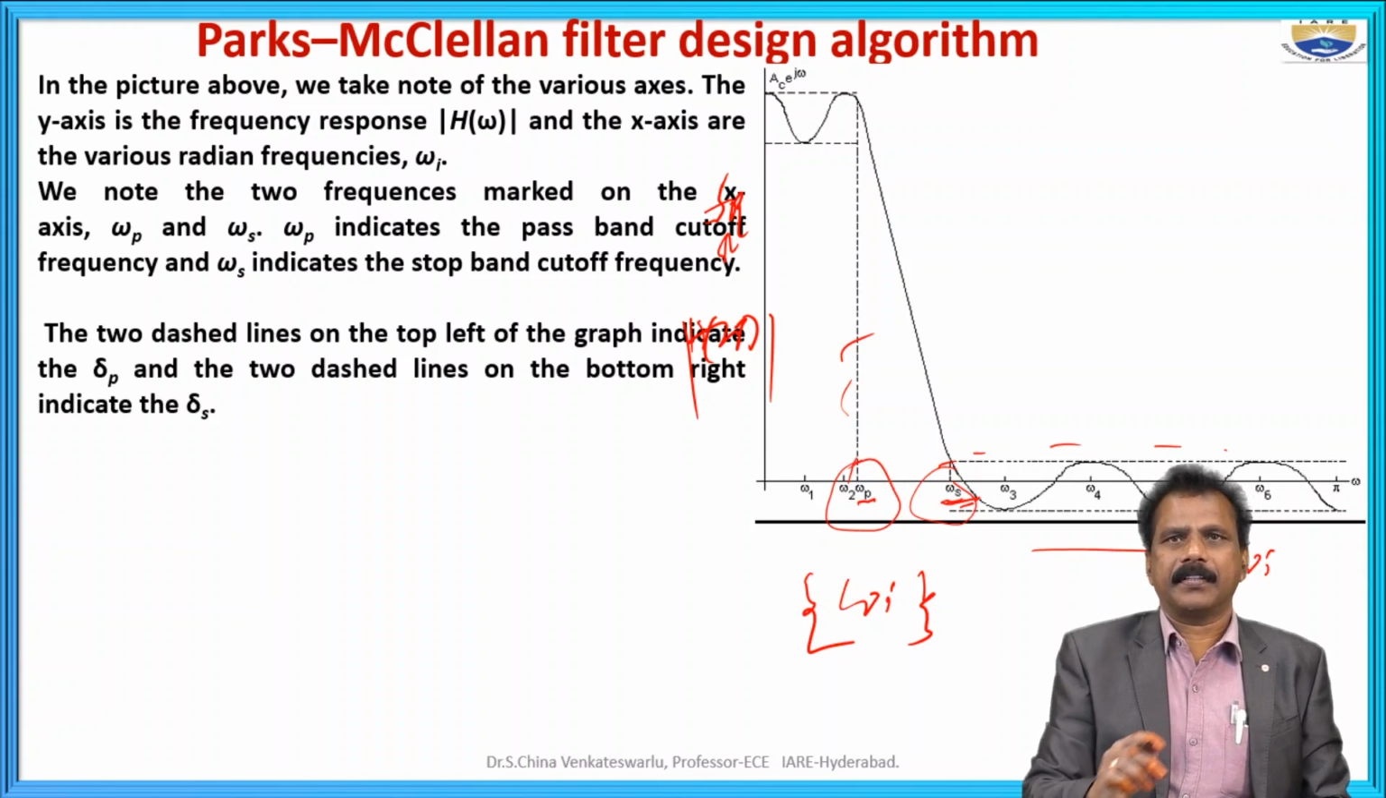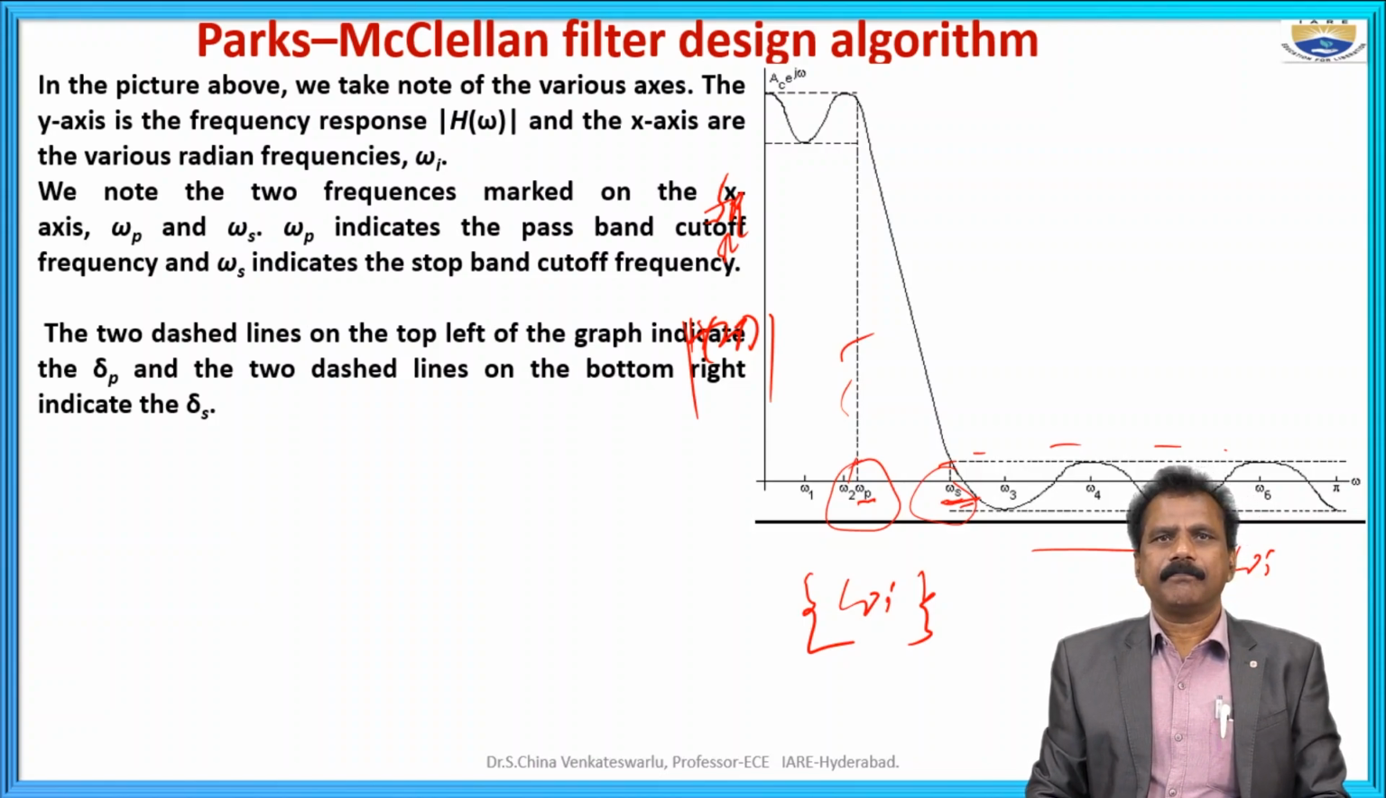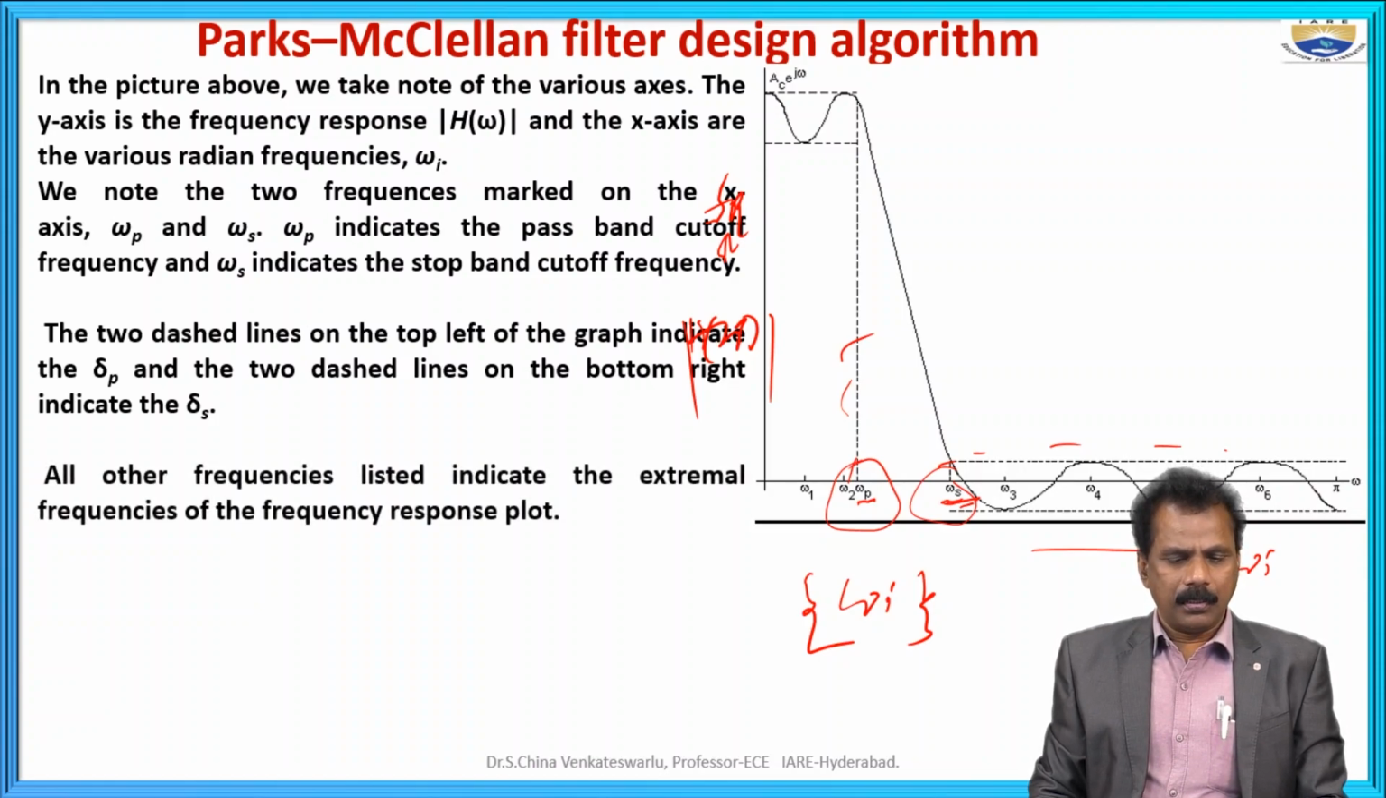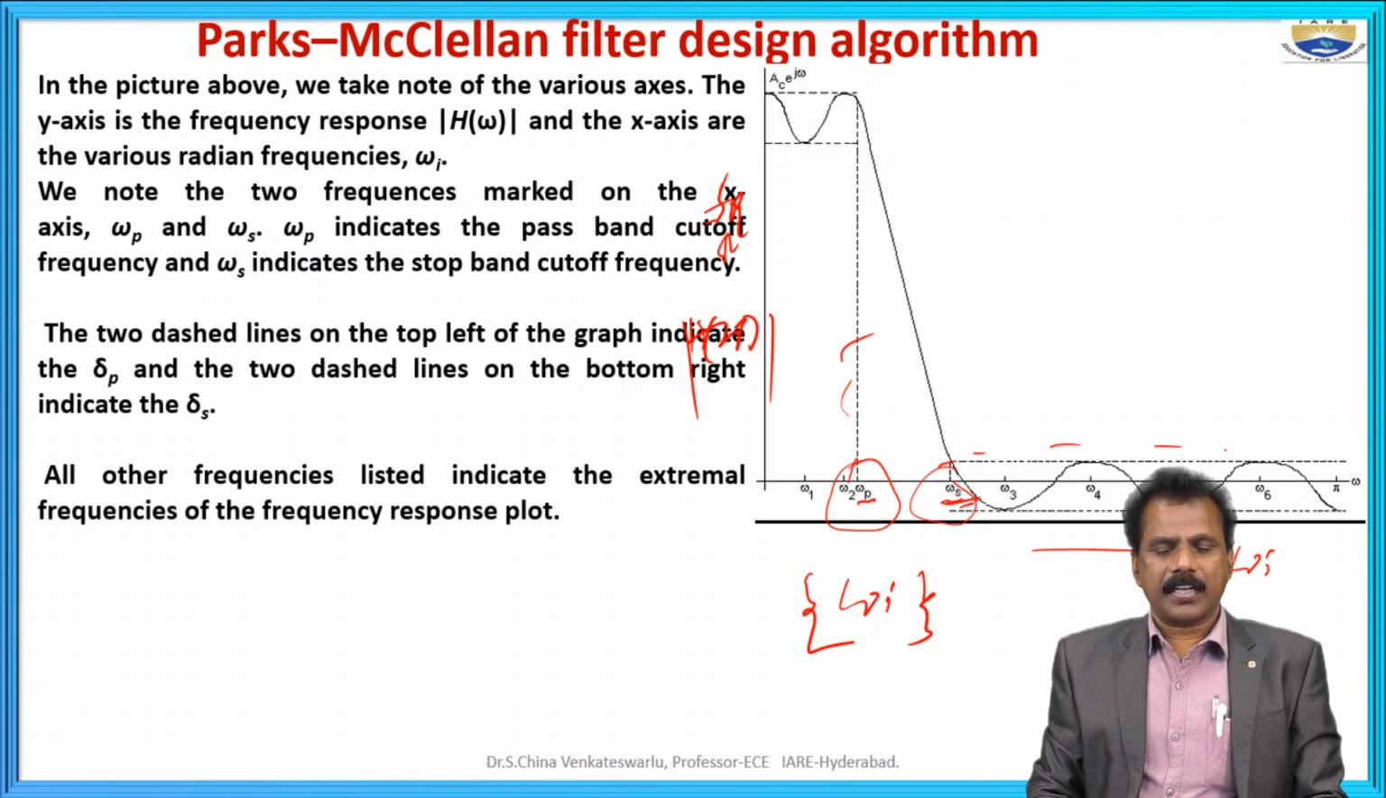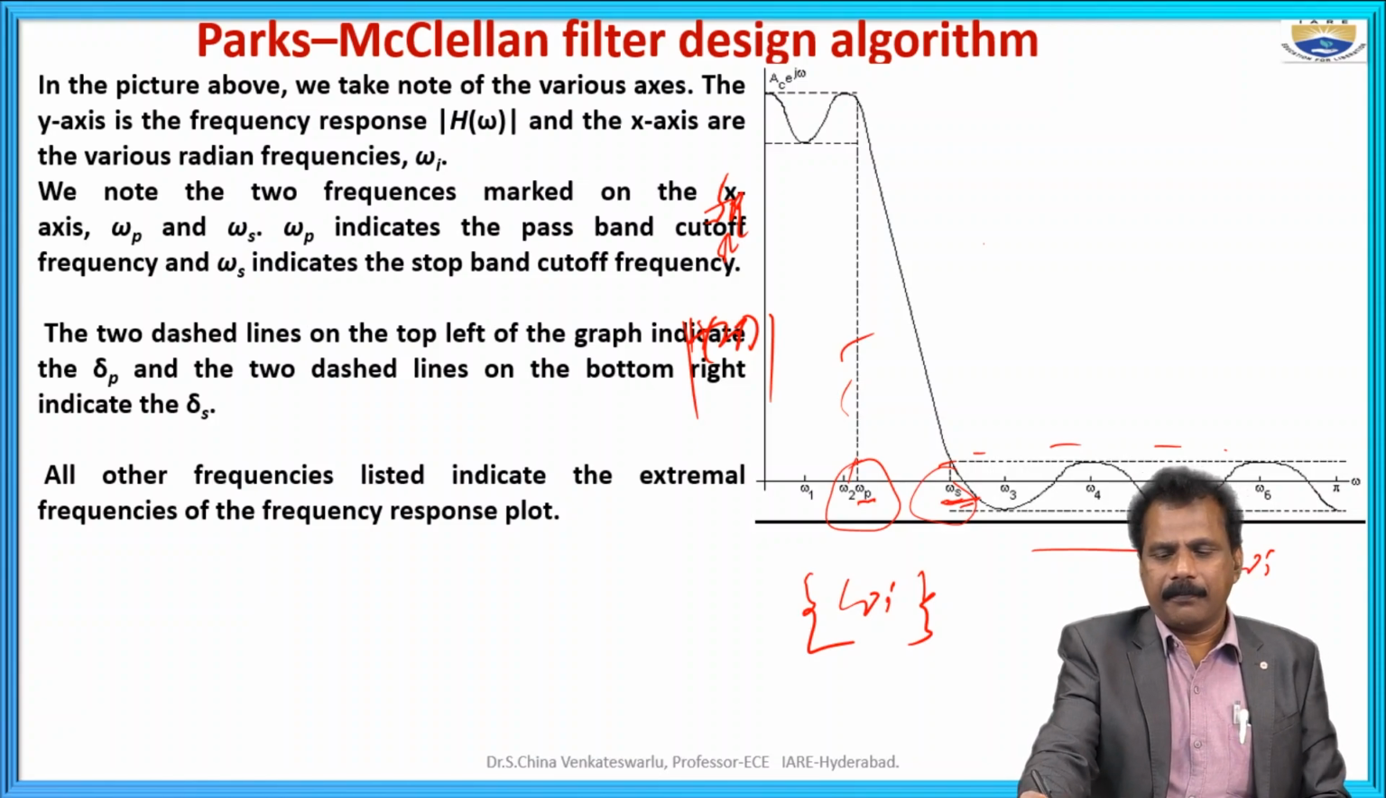of the graph indicate omega p, and the two dashed lines on the bottom right indicate omega s. Now all other frequencies listed indicate the extreme frequencies of the frequency response plot. These are nothing but a frequency response graph or plot.